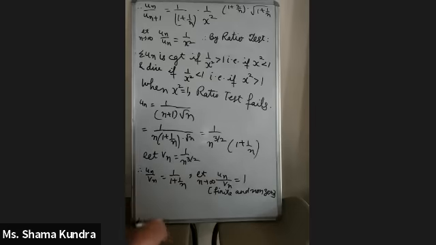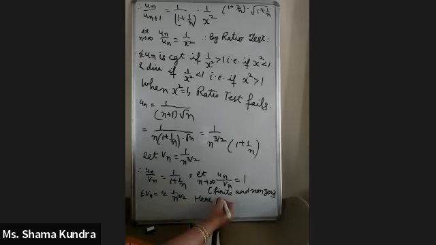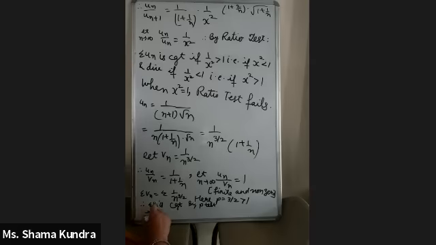Here, series vn is, see, here p equals to 3 by 2, which is greater than 1. Therefore, series vn is convergent by p test, implies series un is also convergent by comparison test.